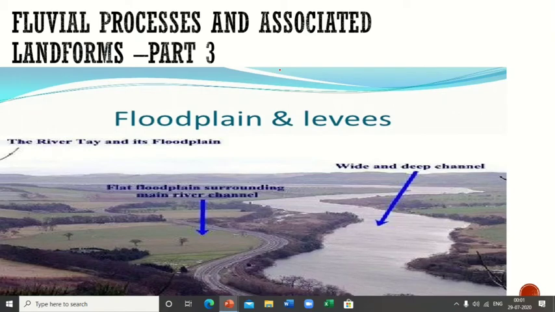Today we will start with fluvial processes and associated landforms, part 3. In our previous class we have already done the erosional features and the transportational features. Today we will do the depositional features.